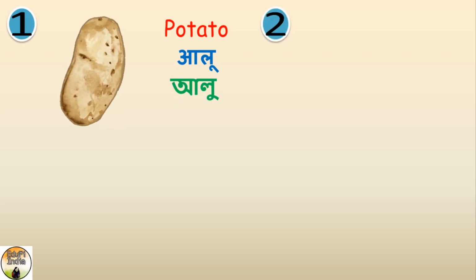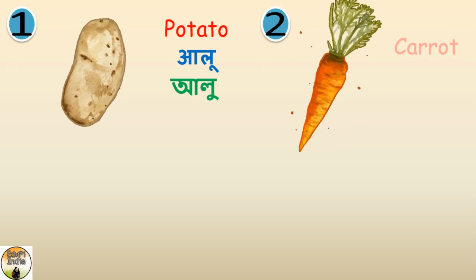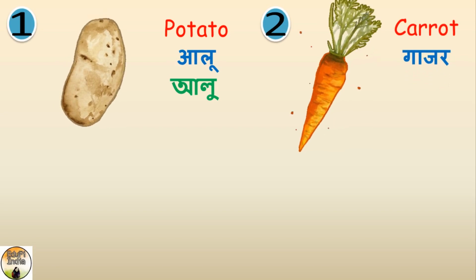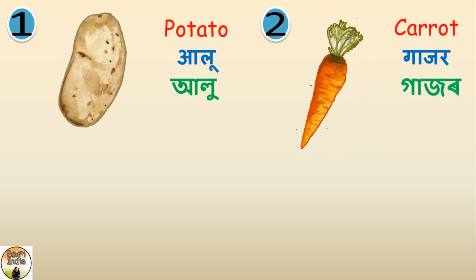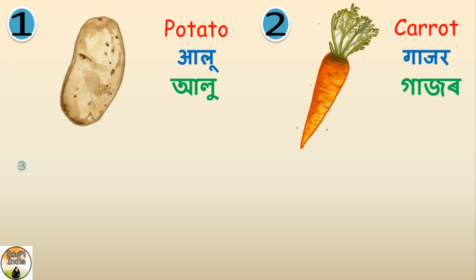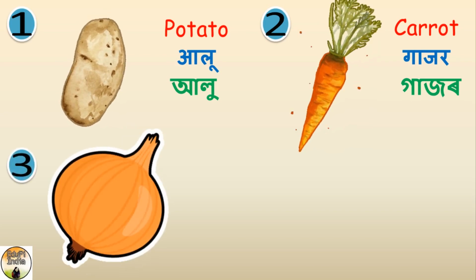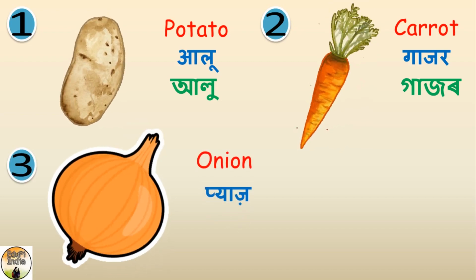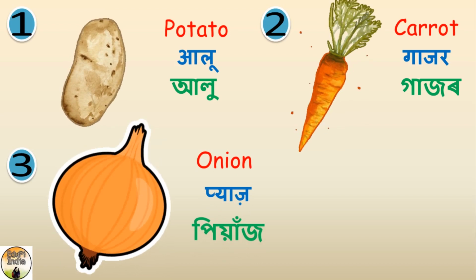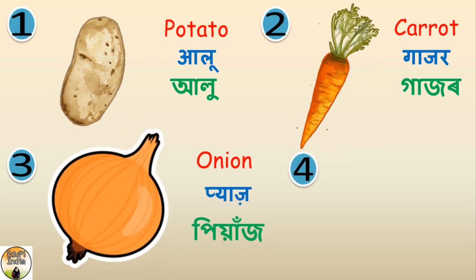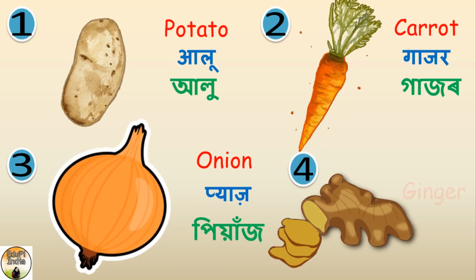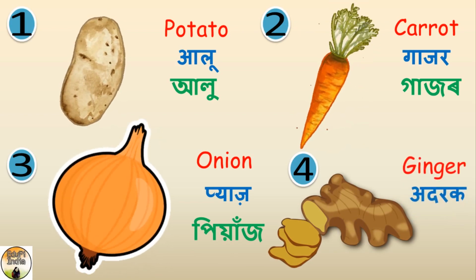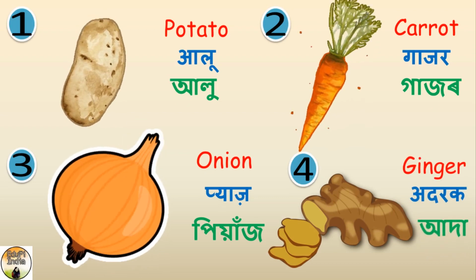Now second one is carrot. In Hindi we say it gajar and in Assamese we can say gajar. Now the third one is onion. In Hindi we name it as pyaz and in Assamese we also say it pyaz. Next one is ginger. In Hindi we name it as adrak and in Assamese we say it ada.